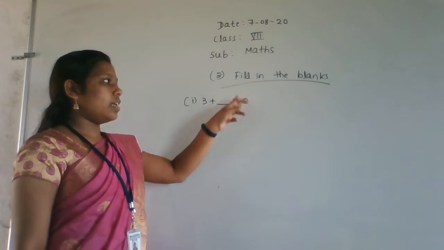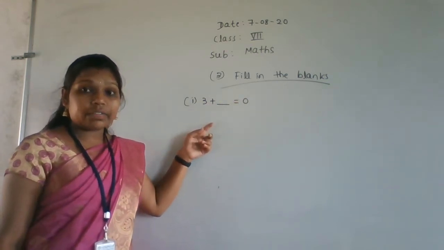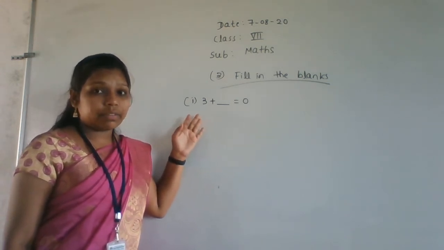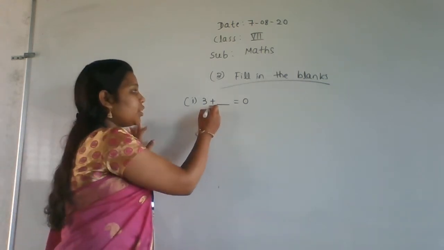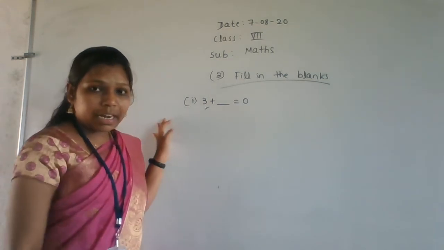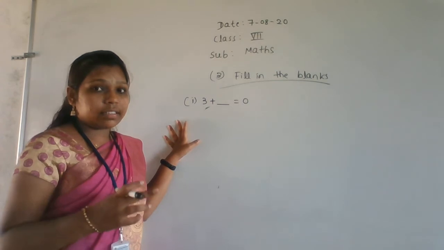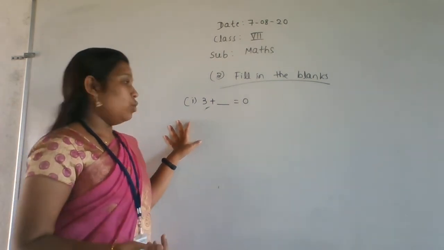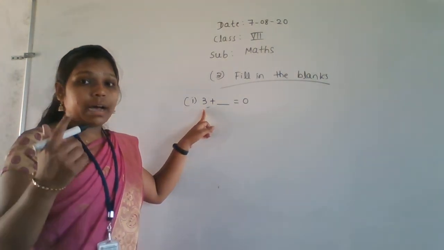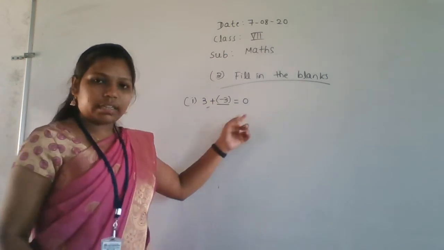We want 0 as the answer, so what do we fill here? This is the inverse property, the additive inverse, because there is an addition symbol. Additive inverse says: if A is an integer, then minus A is the inverse of that element. Here 3 is an integer, and the additive inverse of 3 is minus 3. So the answer is 0.